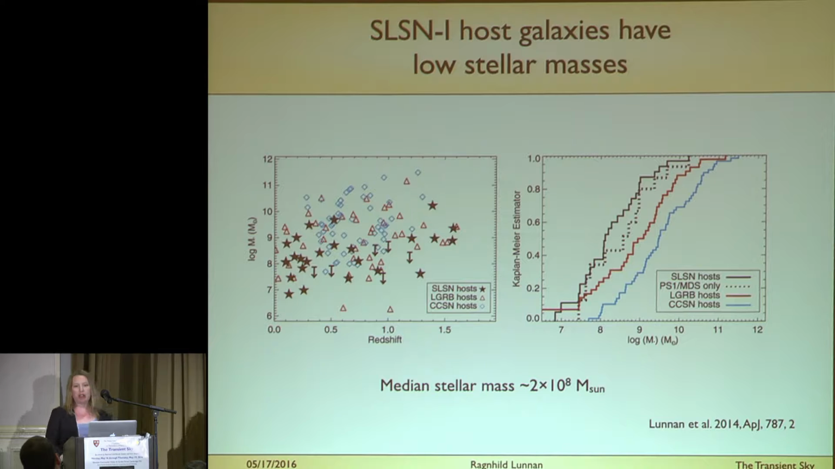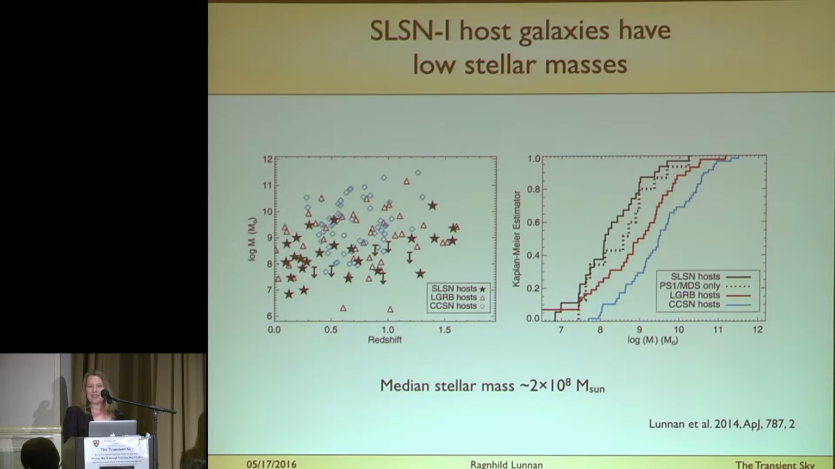Here's a similar plot just showing, again, galaxy stellar mass. Same thing, scatter plot here, distributions here. And again, you see the superluminous supernova host galaxies are totally inconsistent with the core collapse host galaxies. The median stellar mass is a few times 10 to the 8 solar masses. And again, they seem to be perhaps even more extreme than gamma ray burst host galaxies, so I'll get back to that as well.